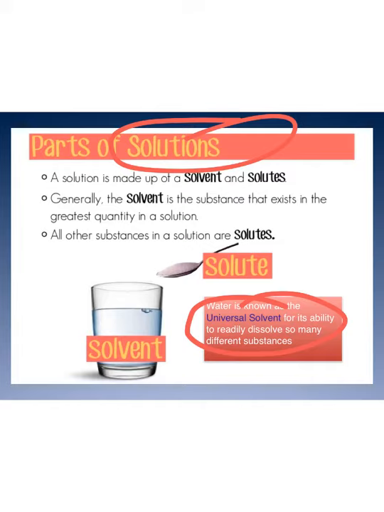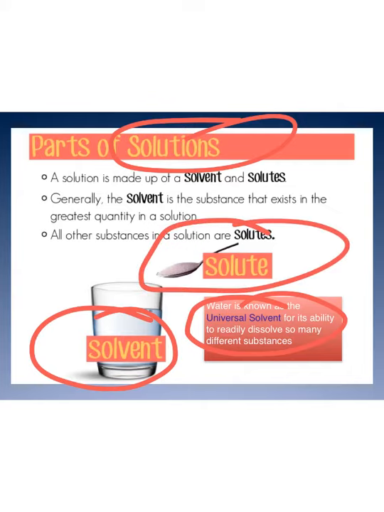In solutions, you have 2 different materials. You have the solvent, that's the material that's doing the dissolving, and generally in the greater amount. And then you have the solute, which is what you're adding. That's what's being dissolved in. A great example would be chocolate milk. Milk would be the solvent, whereas the chocolate powder would be the solute.